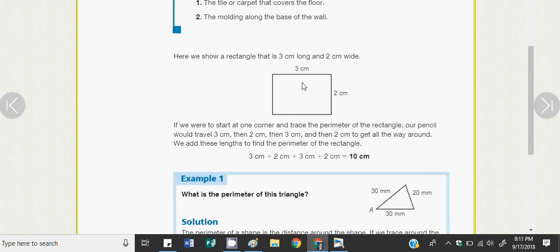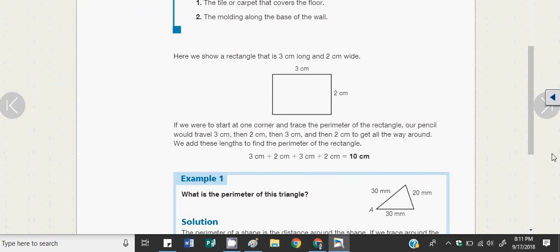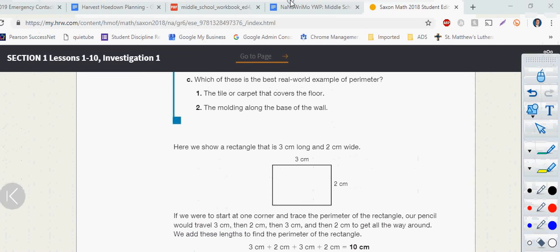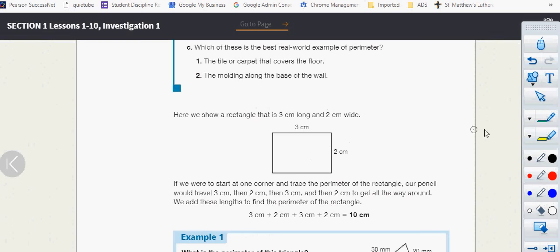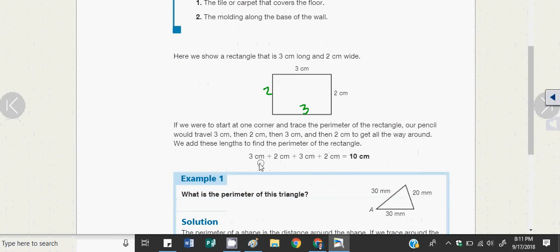So the perimeter of this shape is not 2 times 3. It's 3 times 2 plus 2 times 2. Or I have a 3 and a 3 and a 2 and a 2. You can't really maybe see it, but this is really 3. And this is 2. So you add up 3, 2, 3, 2, and you get 10 for a perimeter.